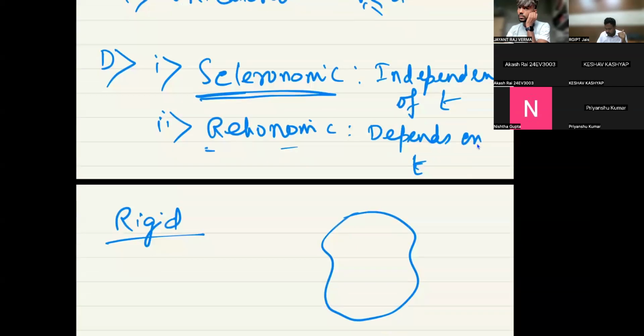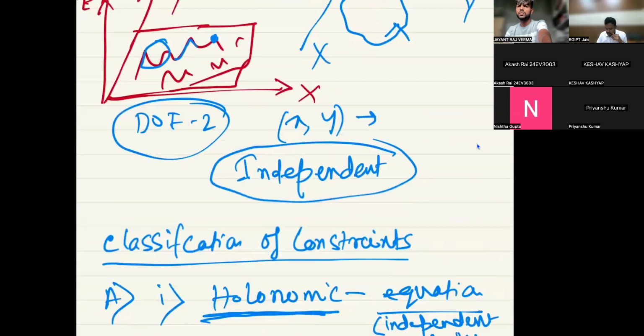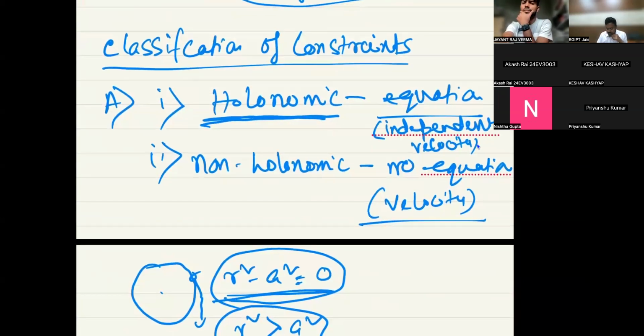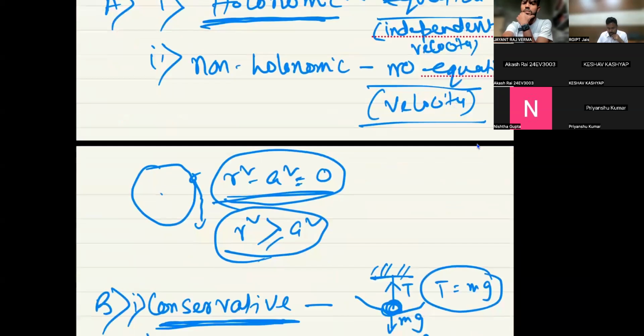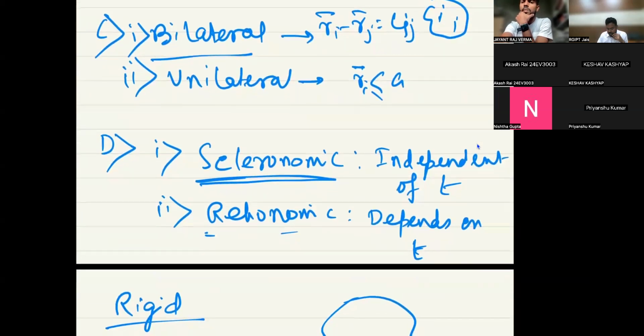Okay. But if I tell you a gas container or a gas sphere, okay, in the case of a sphere of gas, that is not holonomic. That is non-holonomic because the constraint relation is in the form of an inequality, not in the form of an equation. That is dissipative. That is unilateral, and this is rheonomic.